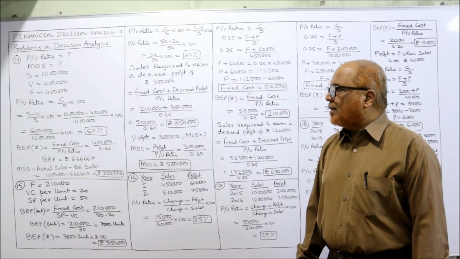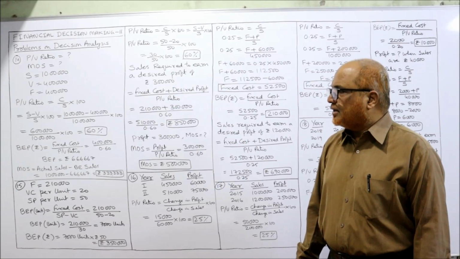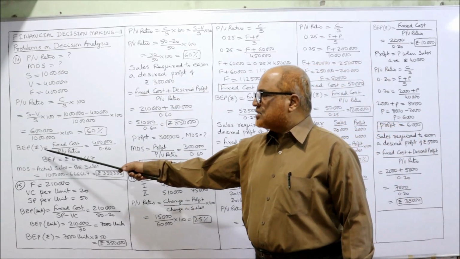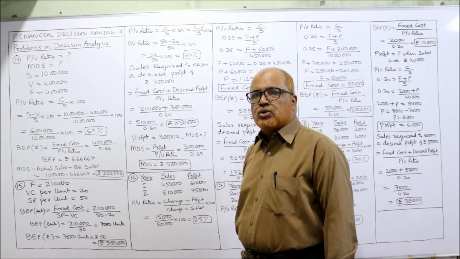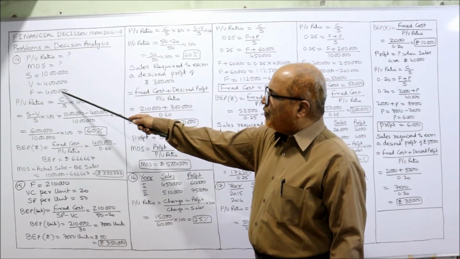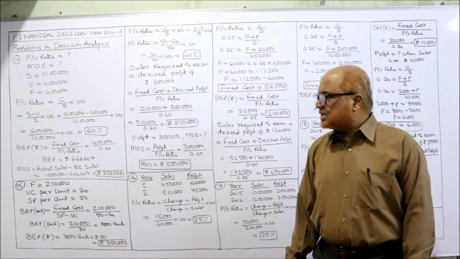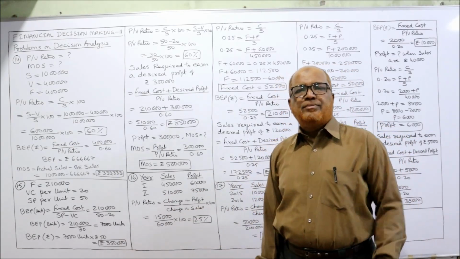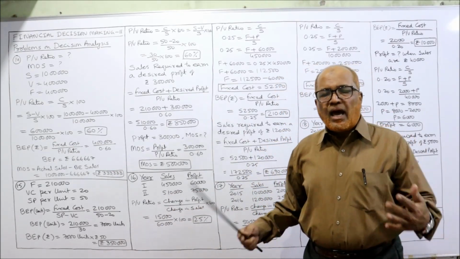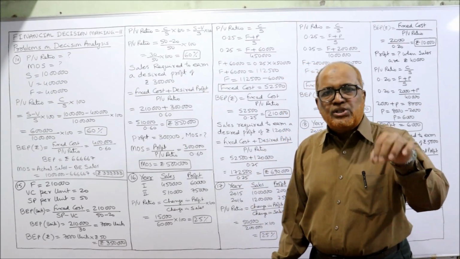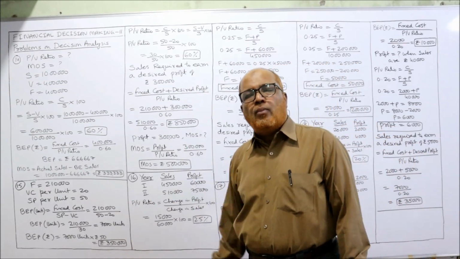Now for break-even point, we'll calculate the BEP. The break-even point is equal to fixed cost by PV ratio. Fixed cost is given in the problem, 4 lakh. So 4 lakh by 0.6, you'll get 6,66,667. This is the BEP. Why have I calculated BEP? By using BEP, I'm going to find out MOS.